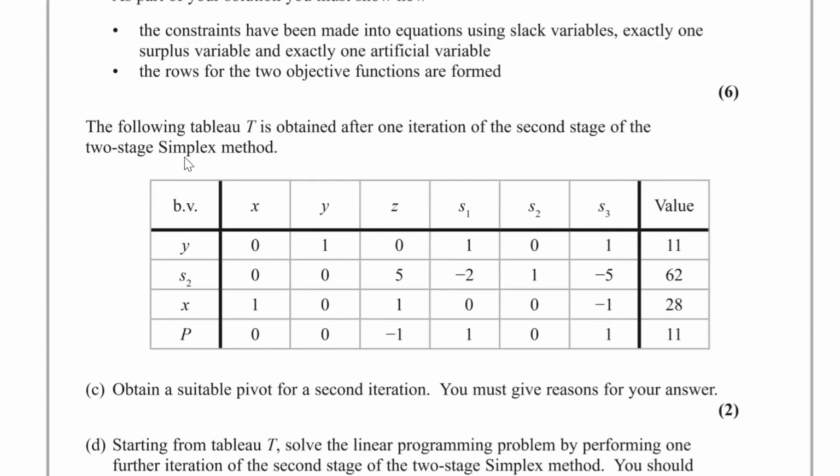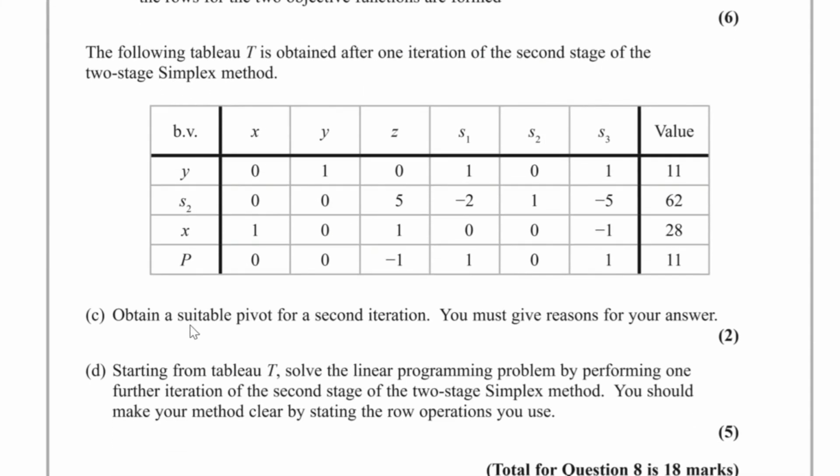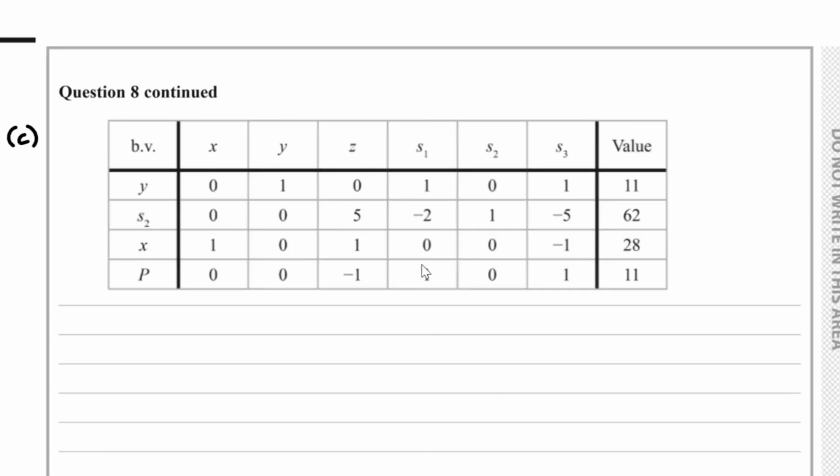Now, for the next part of the question, the following tableau T is obtained after one iteration of the second stage of the two-stage simplex method. And what we need to do here is obtain a suitable pivot for a second iteration. You must give reasons for your answer. Well, for part C, here is a copy of the table. Now, what you can see here is the negative entry is this minus 1.